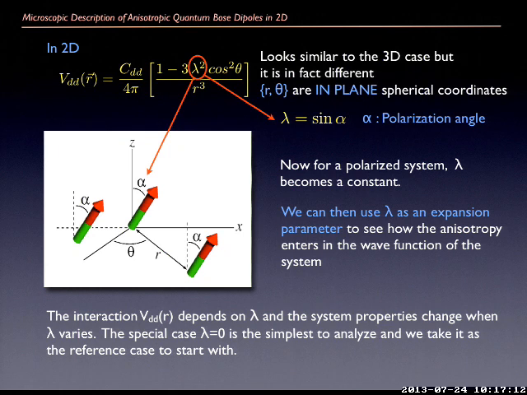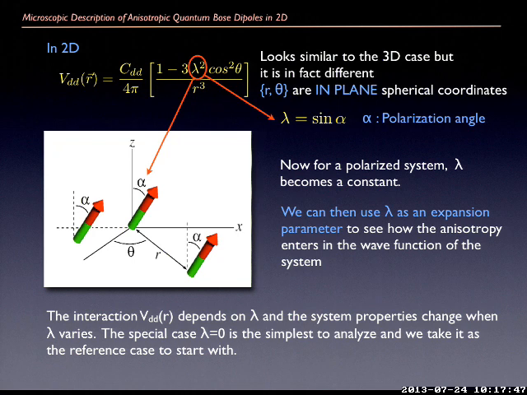No, this is not fixed, because I'm supposed to have dipoles moving on the plane. So they can move, but the polarization angle is fixed. Okay, so what I was saying is that with this alpha fixed, the expression of the interaction is this one. Here, lambda is the sine of the polarization angle, and for a fully polarized system, you can use that as an expansion parameter in order to build a solution for the system, which is the kind of thing that I want to do next.